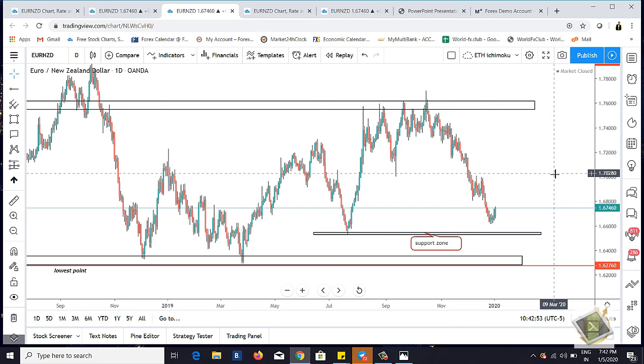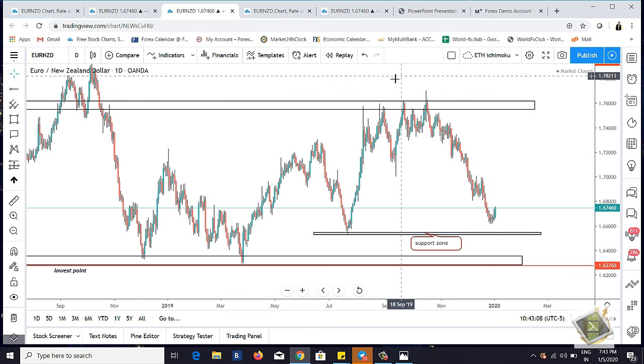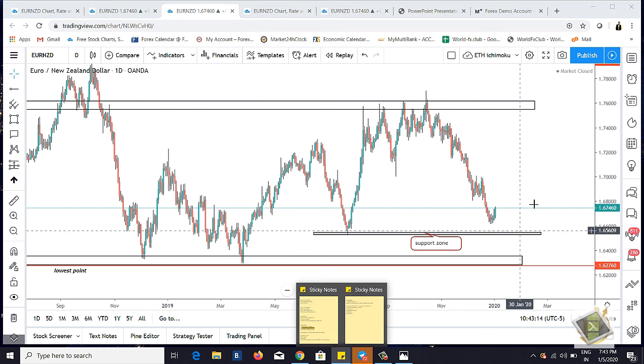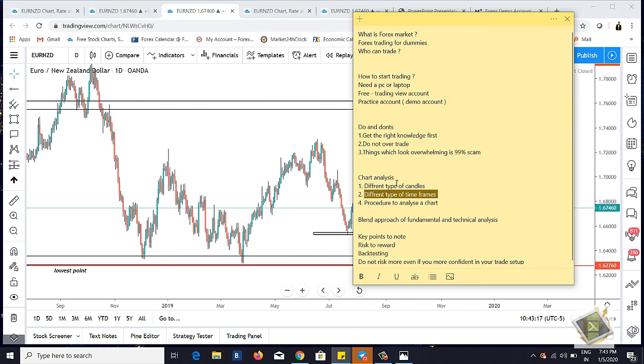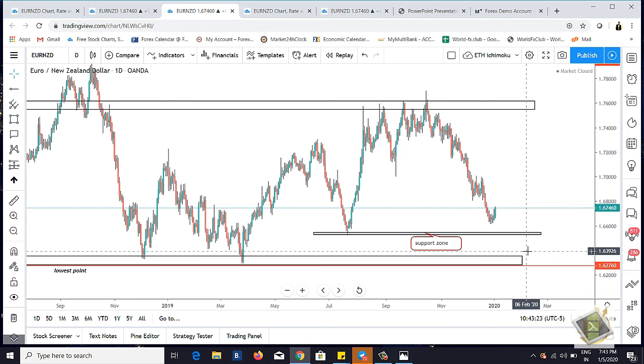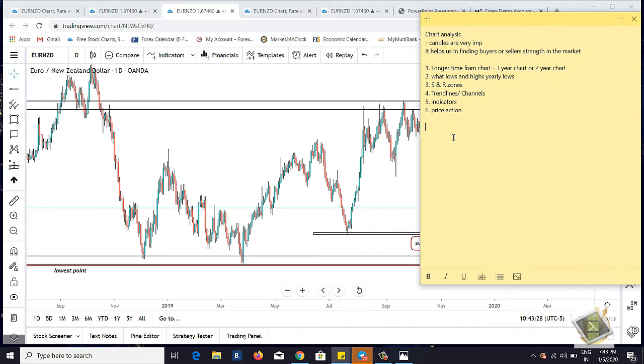How can you find opportunities to trade when you understand this concept? Very important concept. You need to analyze different price movements, that price is rejecting this, price is rejecting this. Okay, till now we got it. So what is the next point? Next point is the procedure to analyze a chart. Now what needs to be done? We have created support and resistance zones. We know the highest and lowest points. Now we will create trend lines and channels.